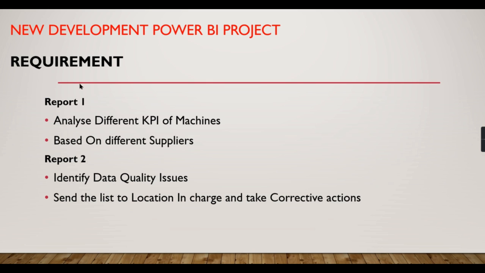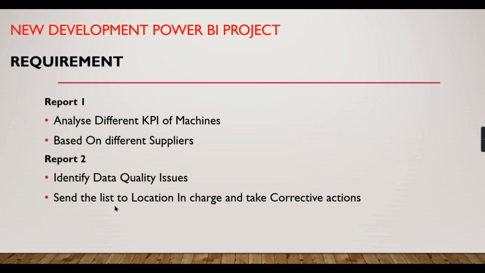So our requirement is, based on that, two reports we are going to create. Report one wants to analyze different KPIs of machines, and it should be based on different suppliers. These are two prerequisites. And report two is, we need to identify data quality issues in that data. It can be a different data or the same data. There are two different sources of data, but we need to analyze it.